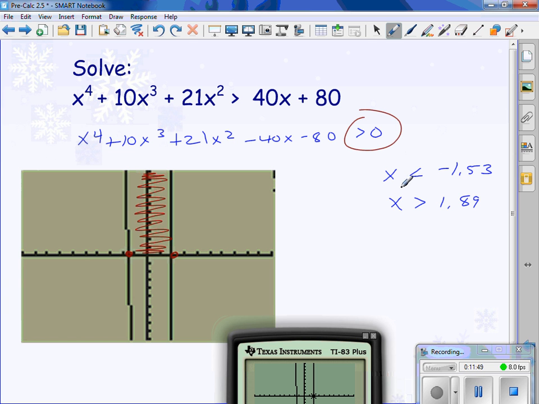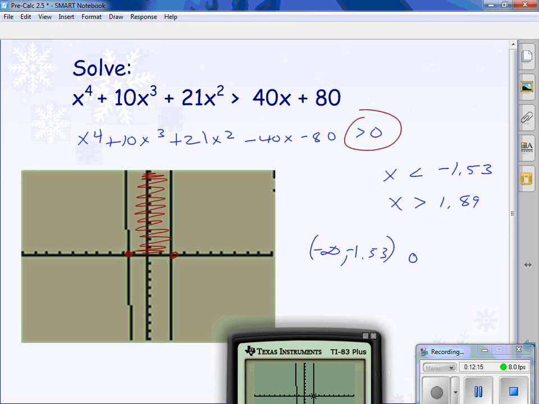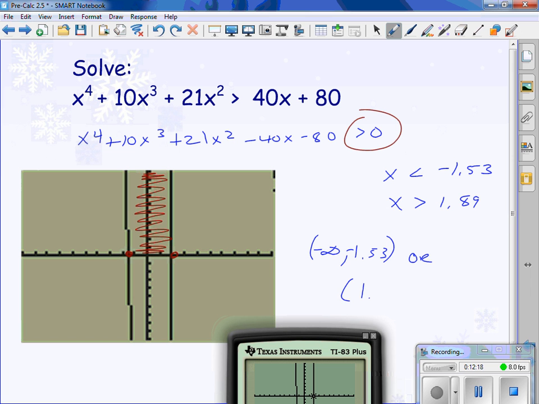Okay, how can I rewrite this in interval notation? They're both parentheses. What's my smallest number? Negative infinity, -1.53. That's for this point. Because it's an OR, then I have 1.89 comma infinity. And that's my answer.